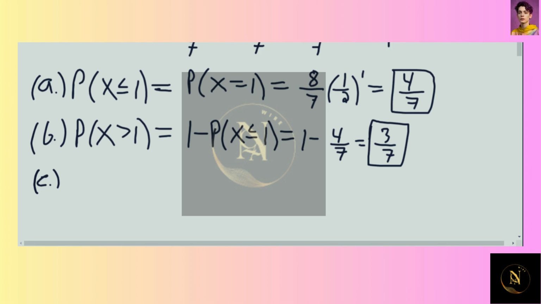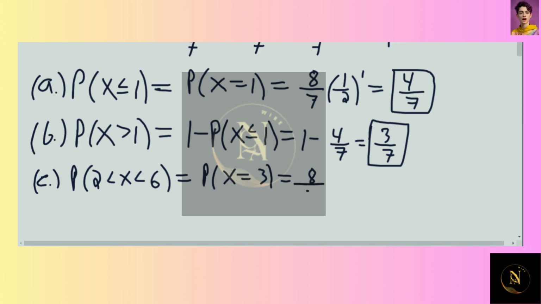On C, we want the probability of x being between 2 and 6. And so we look for all of the x values that are between 2 and 6. The only one is 3, and so this is just equal to the probability that x is 3. And so we plug in 3 for x. And that gives us 1/7.